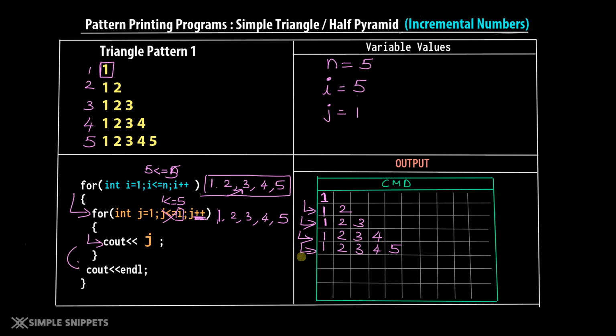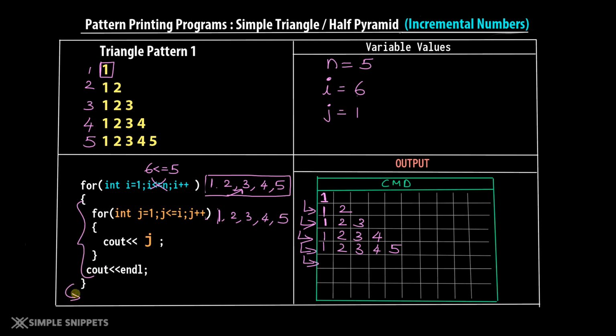You'll come outside, come onto the new line, go to the start of the for loop and now i will become 6. Now when i becomes 6, you'll again check, is 6 less than or equal to n? What is the value of n? n is constant, which is 5. Is 6 less than or equal to 5? No, 6 is greater than 5. So now the condition becomes false and this entire for loop will stop working.